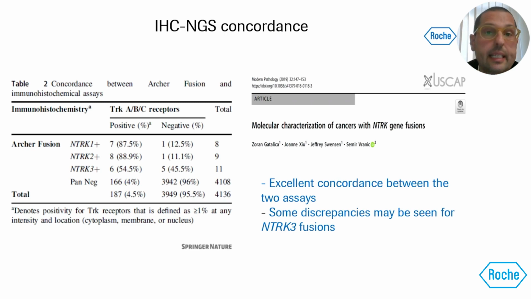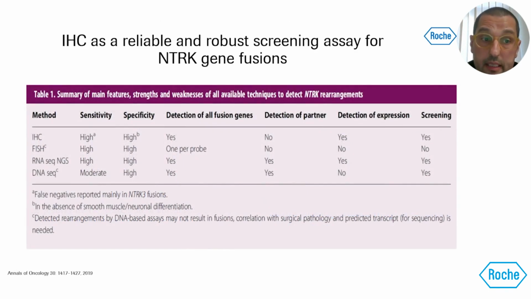The immunohistochemical assay, Ventana's assay, is an excellent screening tool. As I said, the studies have shown very good concordance with the NGS assay. There is a small discrepancy that is mainly seen in detecting NTRK3 gene fusions. For other gene fusions, the immunohistochemical assay has been shown to be highly concordant with the NGS data. And the previously provided paper also recommends immunohistochemistry, highlighting its high sensitivity and high specificity and the ability to detect all fusion genes.